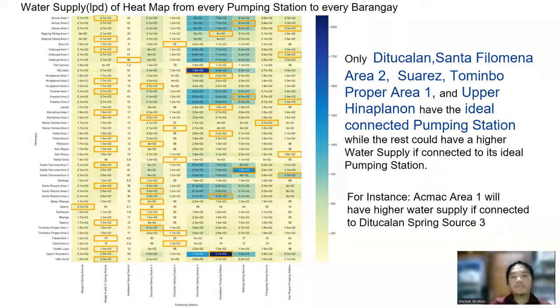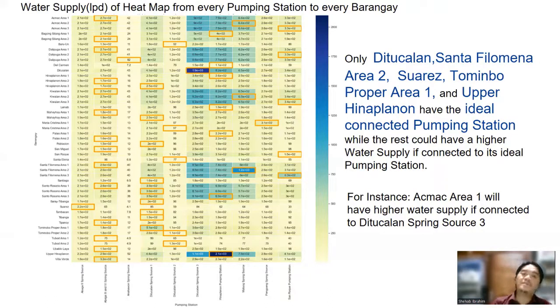so another visual here is the heat map of water supply in liters per day from every pumping station to every barangay. On the x-axis are the pumping stations, and the y-axis are the barangays. The intersection of these axes, or the cell, is the water supply. So you may be wondering, what if we transfer a barangay area to another more suitable pumping station that will provide a higher water supply? That is the purpose of this visual.